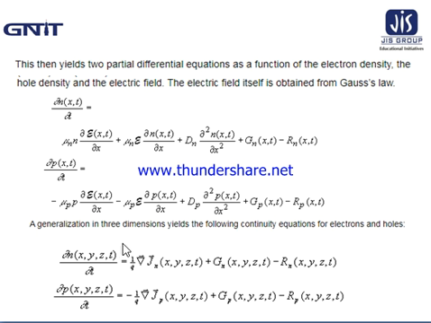In 3 dimensions, the generation gives the following continuity equation for electrons and holes: del n(x,y,z,t) by del t equal to this, because it is 3 dimensional, and del p(x,y,z,t) by del t equal to minus of this.